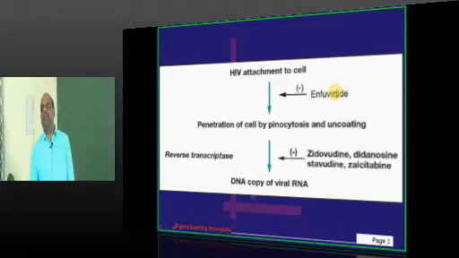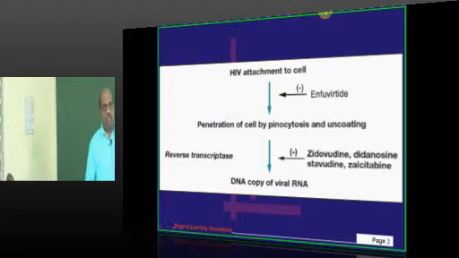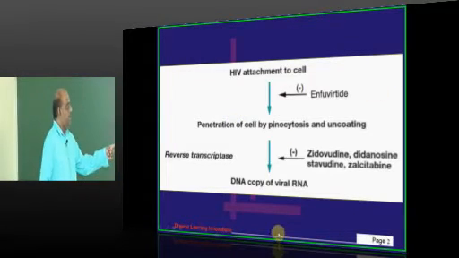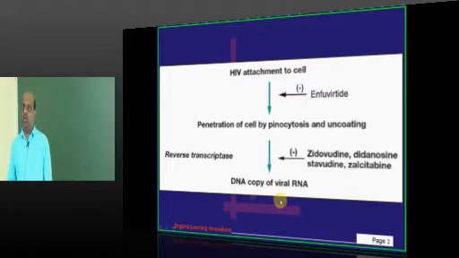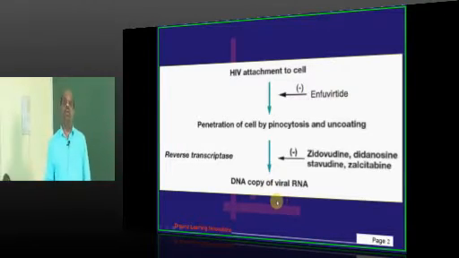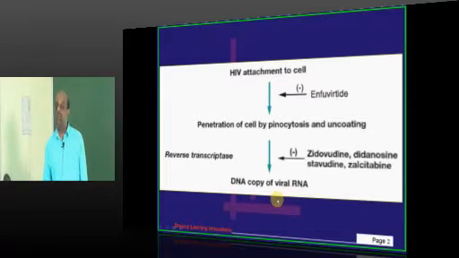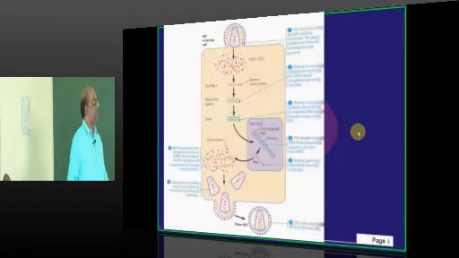Tenofovir is a drug that prevents the attachment of the HIV to the cell. We have reverse transcriptase inhibitors which belong to nucleoside and non-nucleoside types of reverse transcriptase inhibitors.